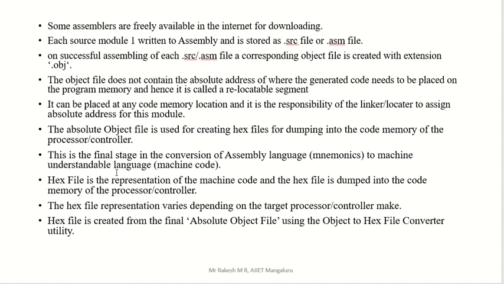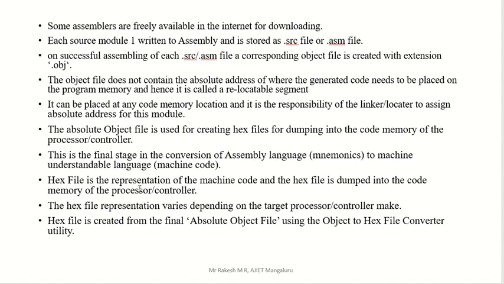So there is a final stage which converts your object file to an absolute object file. Absolute object file means every instruction in that particular code contains an address. Address means where it needs to be placed in the program memory; that is also contained in it. So that is called an absolute object file.